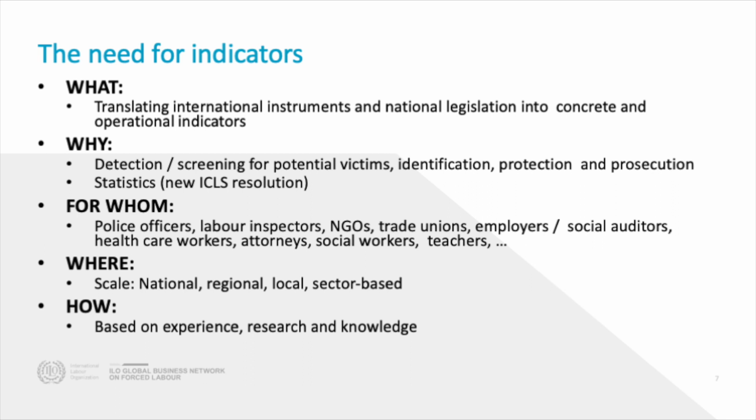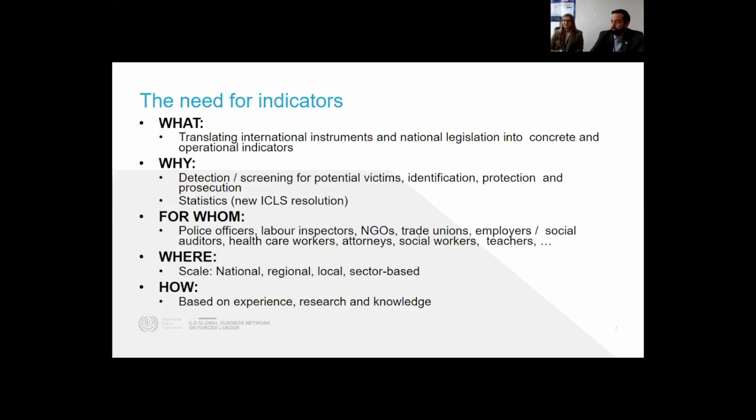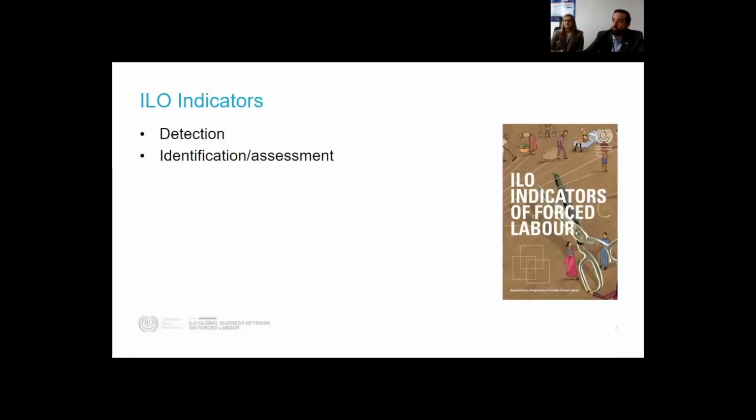So for whom are the indicators that we're going to talk about relevant? Police officers, labor inspectors, NGOs, trade unions, employers, social auditors, healthcare, et cetera. Anyone who wants to really identify a situation of forced labor, where we usually use it at national, regional, local, and sector-based levels. Okay? And how do we do it? Based on experience, on practice, also with research and knowledge.